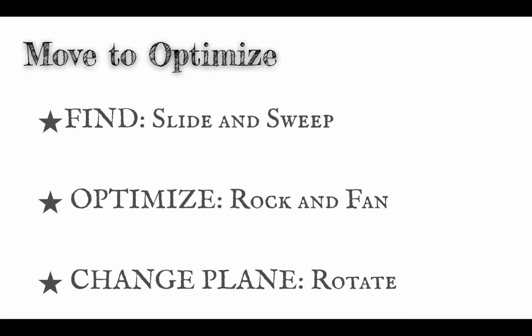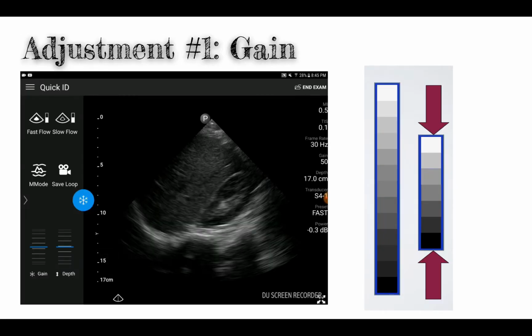Now that you know how to find the view with your probe, let's talk about how you're going to optimize this on the machine itself. There are two adjustments to be aware of. The first adjustment is called the gain. On the Lumify machine, this is just a slider in the bottom left hand of the screen. This adjustment will regulate how bright the image is by changing the dynamic range of the echogenicity.